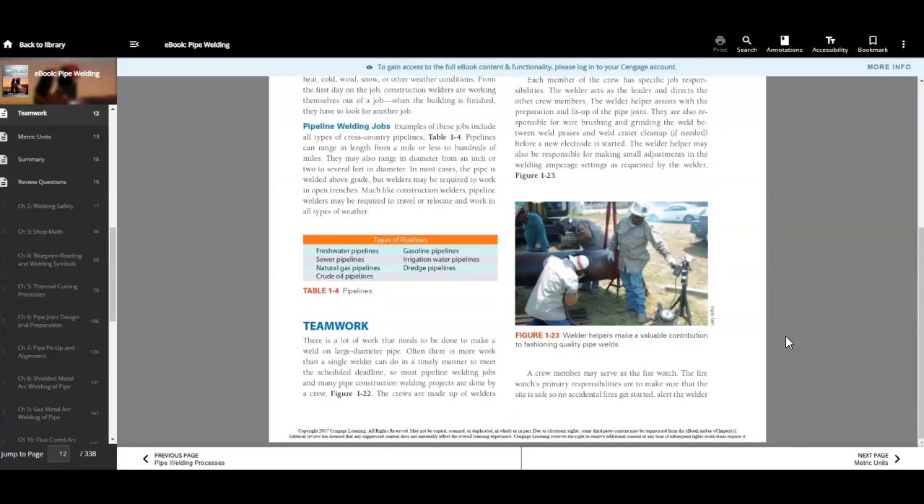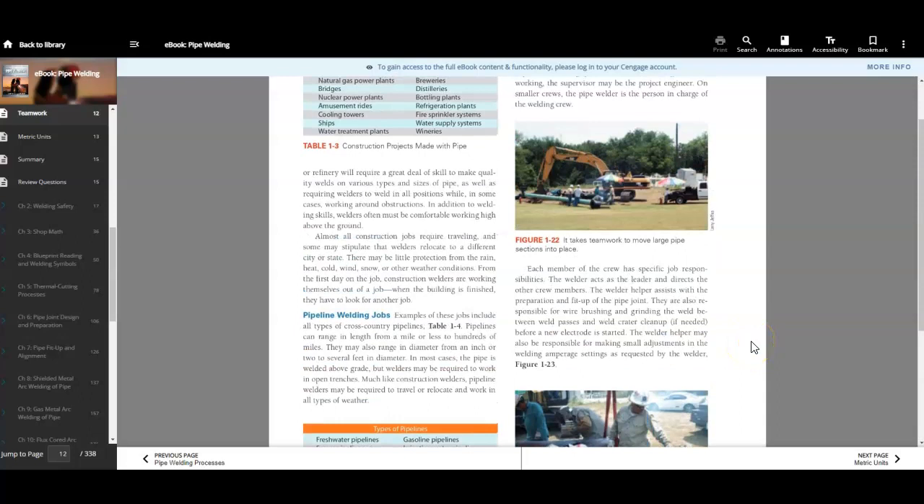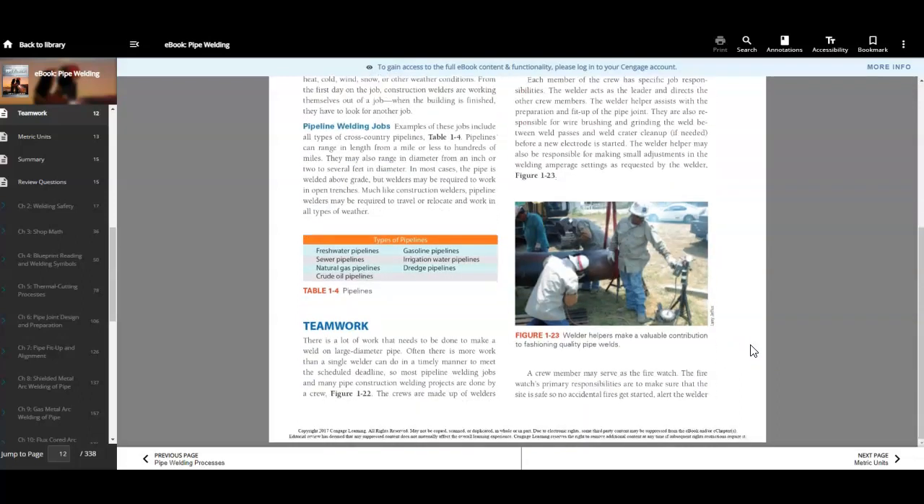Teamwork. There's a lot of work that needs to be done to make a weld on large diameter pipe. Often there is more work than a single welder can do in a timely manner to meet the scheduled deadline. So most pipeline welding jobs and many pipe construction welding projects are often done by a crew. Figure 1-22. It takes teamwork to move large pipe sections into place.